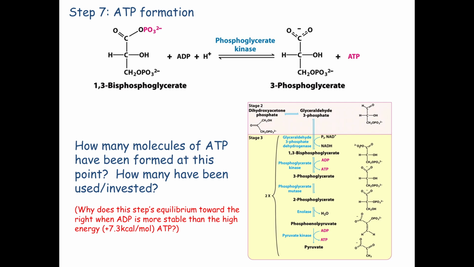Okay, so how many molecules of ATP have been formed at this point when we finish step 7? 2. Remember, we do this for 2 of these molecules. We're starting with 1 mole of glucose, so we have 2 moles at this point. So how many have been used or invested? How many ATPs have I put into this so far? 2. So we've kind of broken even at this point.